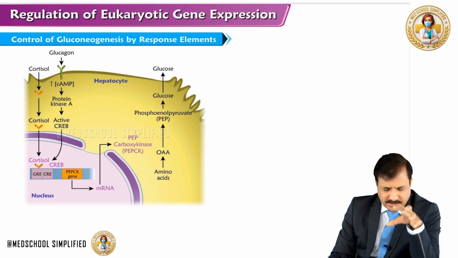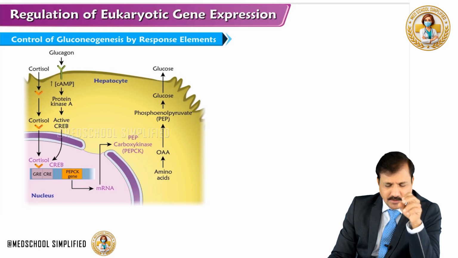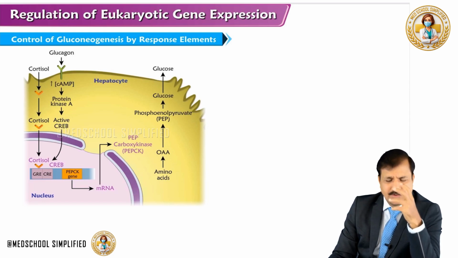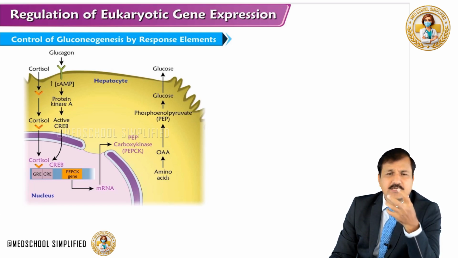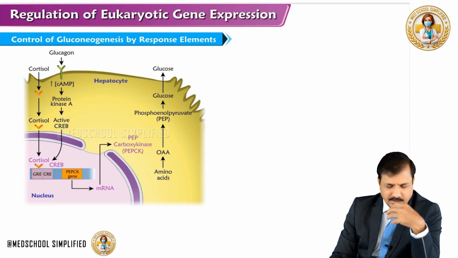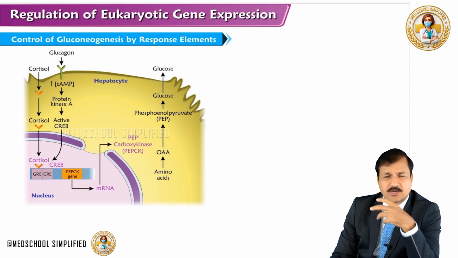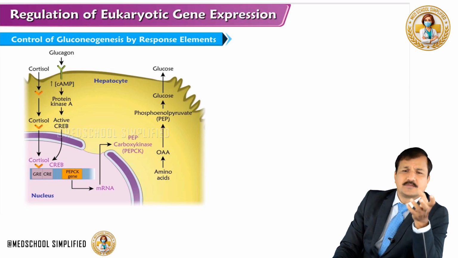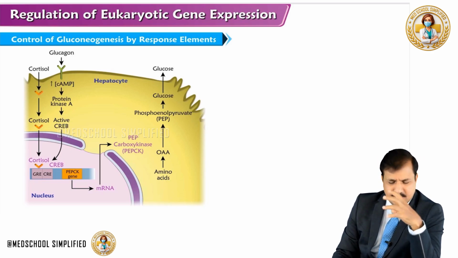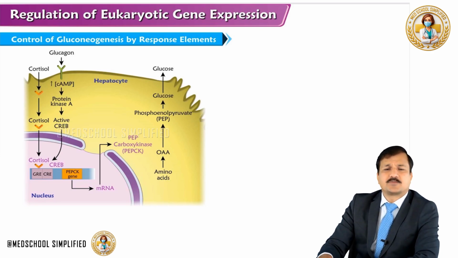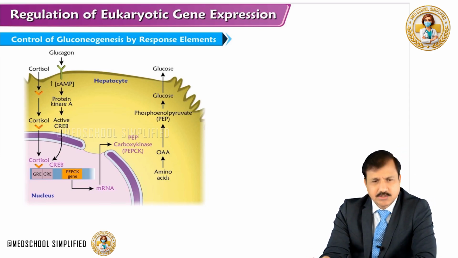Now, how will they work? As shown here in the figure, glucagon increases cyclic AMP, which increases protein kinase A and thereby activates CREB, that is cyclic AMP response element binding protein, and thereby it will go and bind to CRE, the CREB response element. Similarly, cortisol gets into the nucleus and interacts with the glucocorticoid response element. By doing so, PEPCK, that is phosphoenolpyruvate carboxykinase, an enzyme critical for the gluconeogenesis process, is induced.